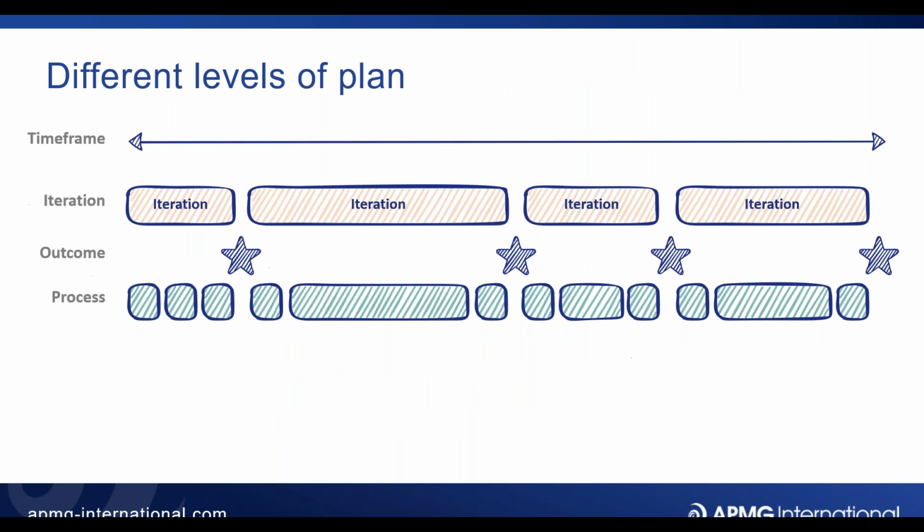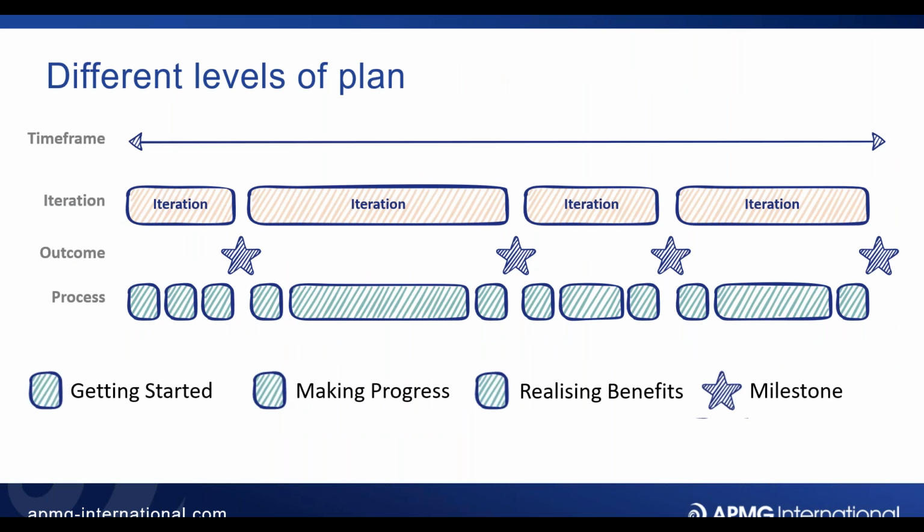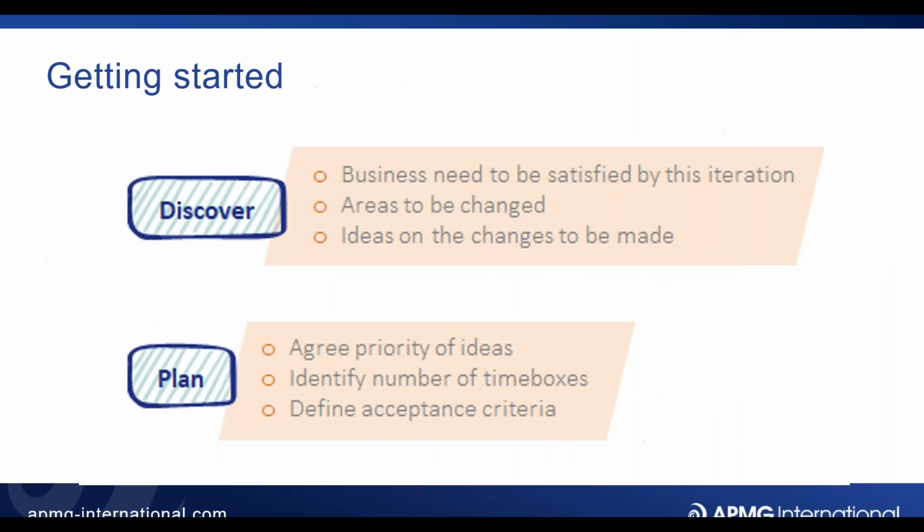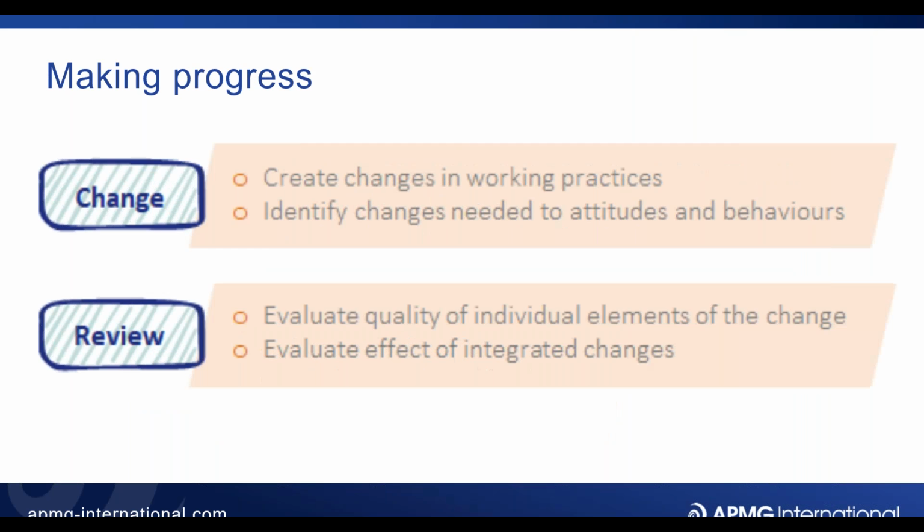And then having got that plan, we need to be able to plan when we are getting started. We need to agree the priority of ideas within that particular iteration. And if we then further break those iterations down into individual boxes of time or sprints, then we would also prioritize there.